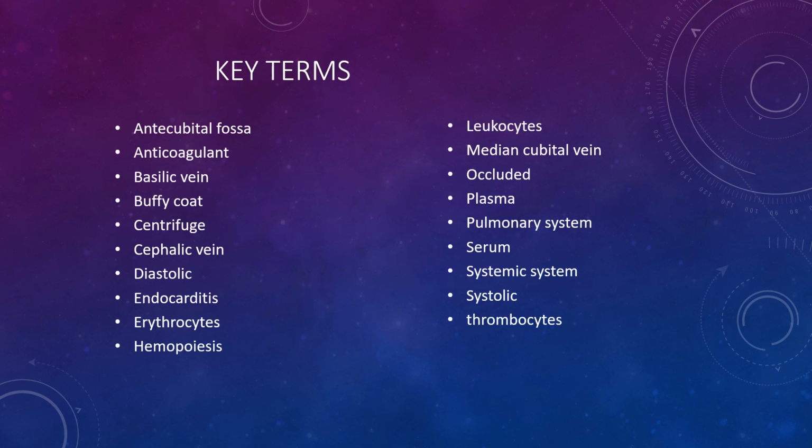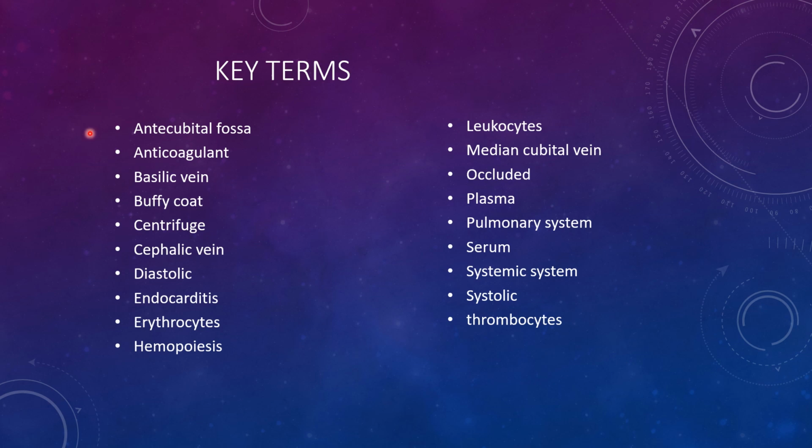Class, please remember the key terms involved in our lecture. First one is the antecubital fossa. As a brief overview, the antecubital fossa is a region in your arm where the three major veins for venipuncture are located. Here it is the most preferred site for your blood extraction.